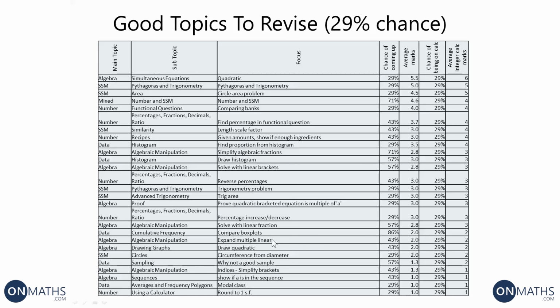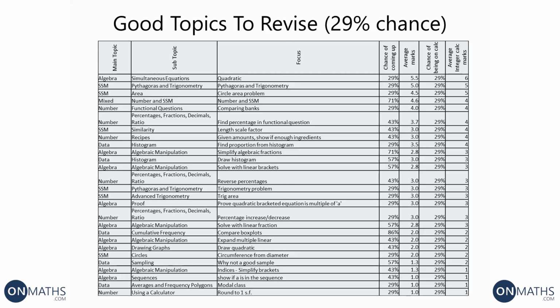Expanding multiple linear, that's like 5 brackets 2x plus 3, close brackets, minus 2 brackets 3x minus 4 or something. The important thing to remember when you're expanding multiple linear is for the second bracket, if you have a minus 2 before it, then that number is minus 2, and you're timesing both the numbers in the second bracket by minus 2. A lot of people make that mistake.